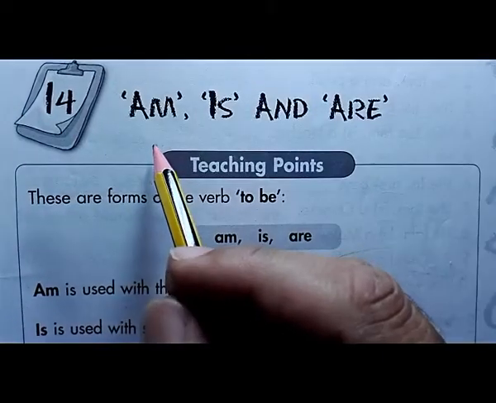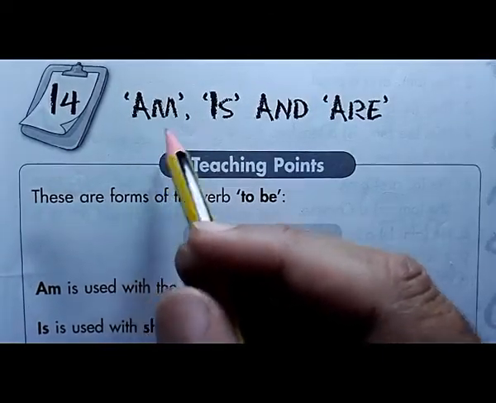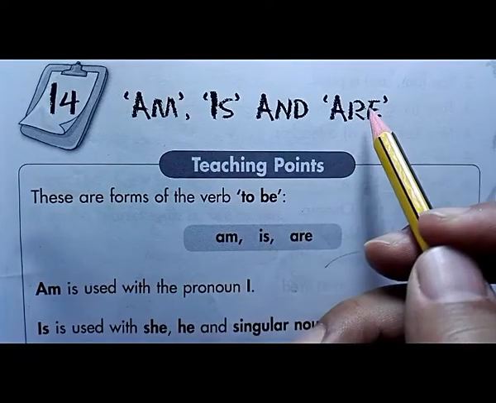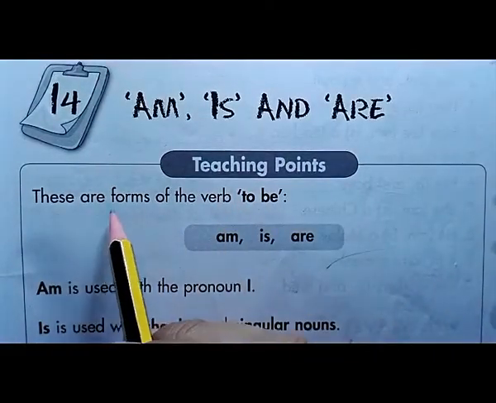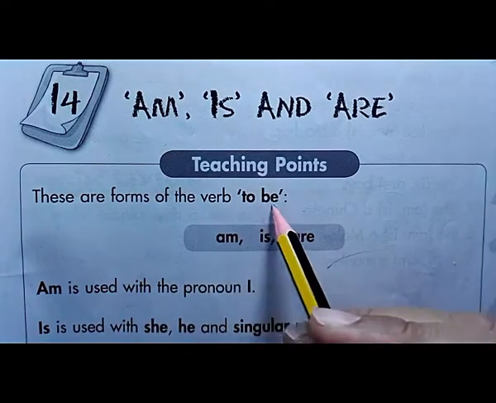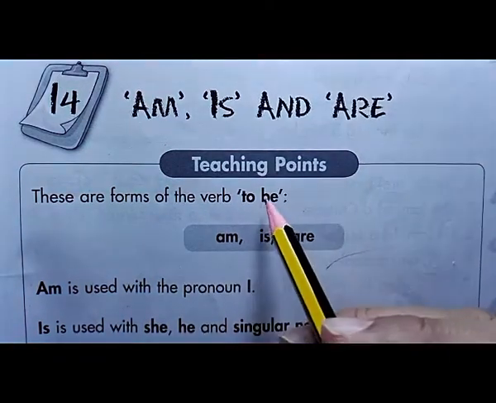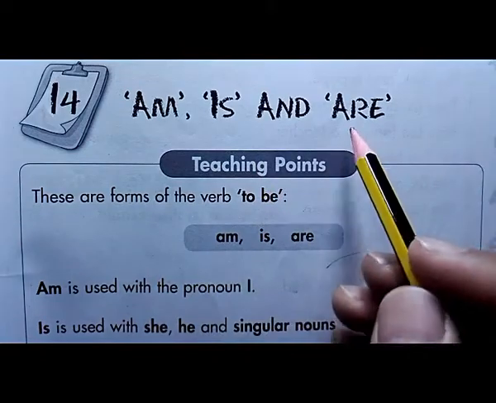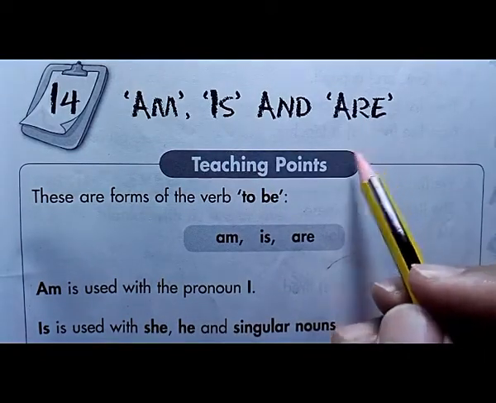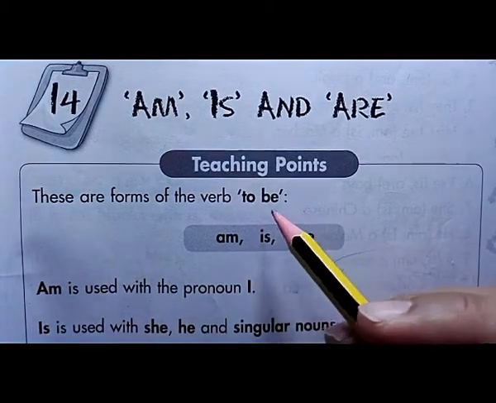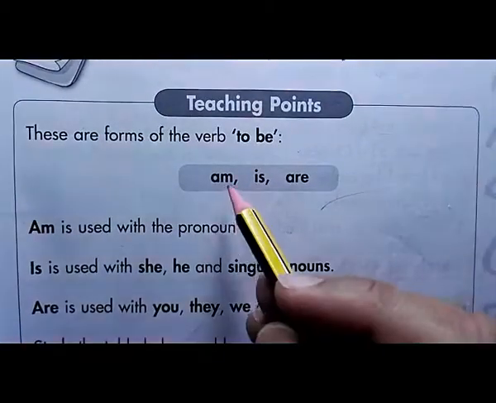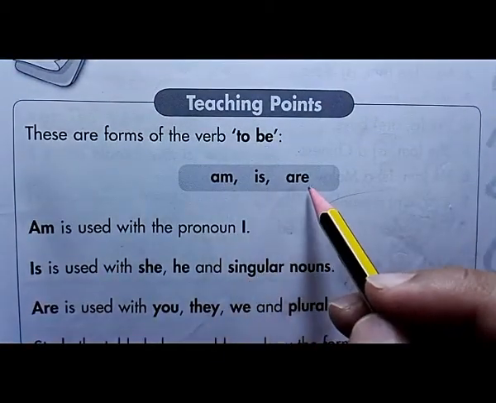Here you are going to learn the use of am, is and are. Here are some teaching points. These are forms of the verb to be. It means that am, is and are, all of them are the forms of be. Okay, and these forms are am, is, are.